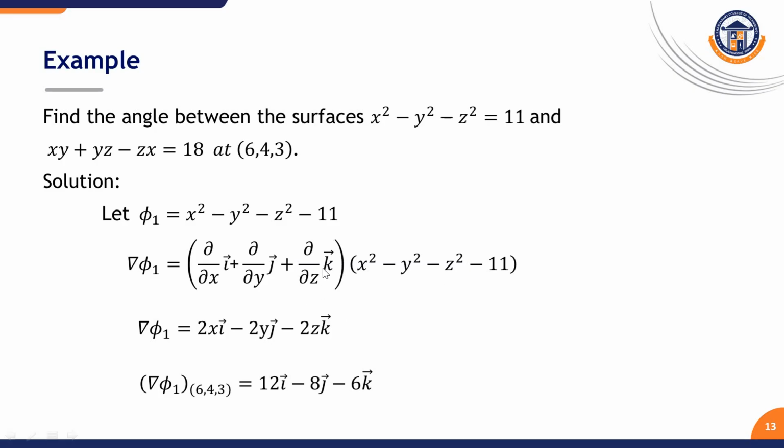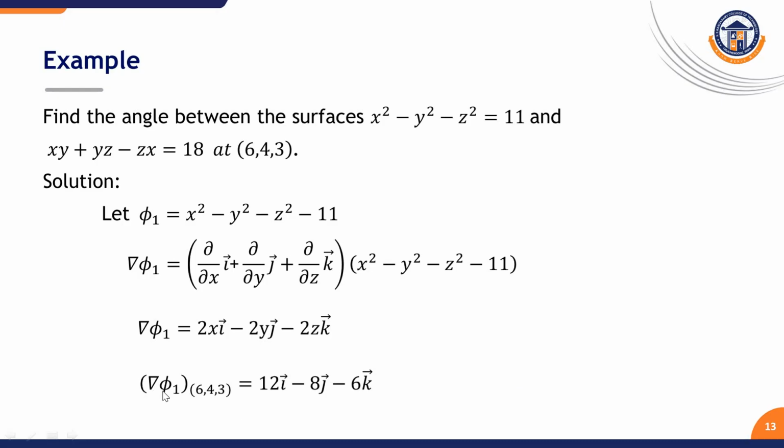Next, k vector ∂/∂z. Differentiating partially with respect to z, z is assumed to be variable. x and y are constant, so we get minus 2z k vector. So del phi 1 now. Here the point is given, 6, 4, 3. x is 6 and y is 4, z is 3. Substituting in this vector, we get 12i vector minus 8j vector minus 6k vector.